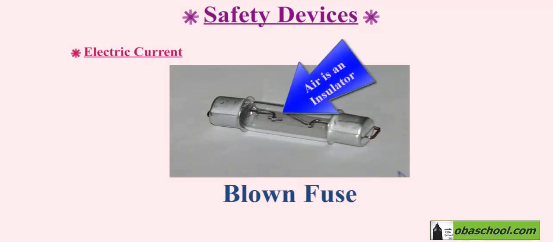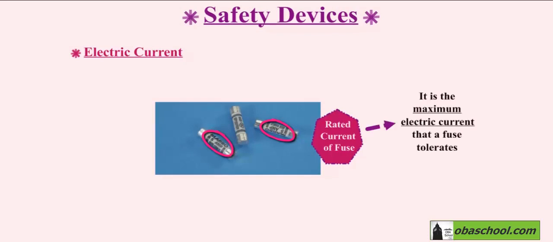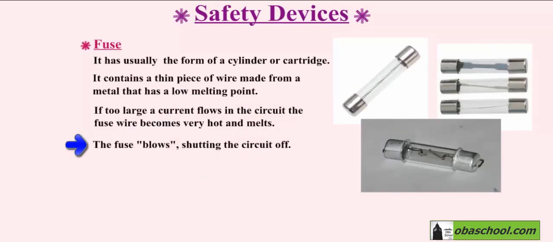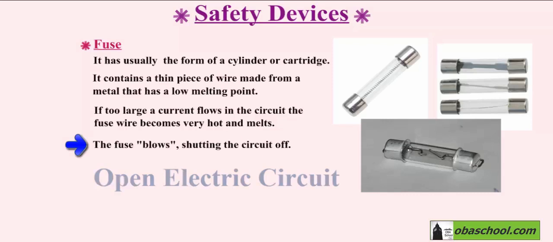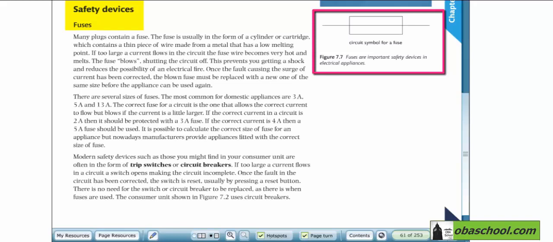Air is an insulator. On the fuse, it is written the rated current of a fuse. It is the maximum electric current that a fuse tolerates. The fuse blows, which means shutting the circuit off or getting an open electric circuit. The blown fuse must be replaced with a new one of the same size before the appliance can be used again. Here you can see what is the symbol of a fuse in a circuit.